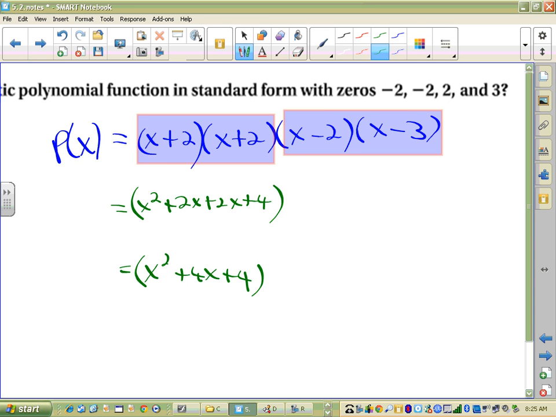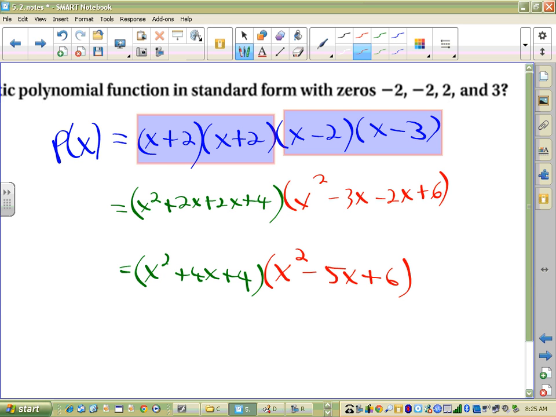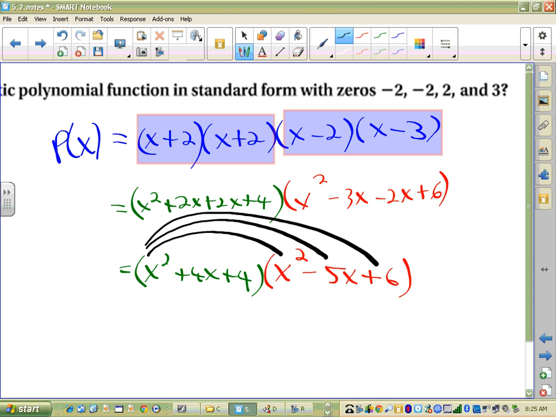Out of the first set. And then out of the next set, I'm going to get x squared minus 3x minus 2x plus 6. And when I simplify that, that's going to be x squared minus 5x plus 6. Okay. Now, here's where the fun starts. Be consistent with whatever technique you use at this point. I'm going to take this first term here and multiply it by each of those 3, okay? Whatever you do, just be consistent with it. So when I do that, I'm going to get x to the 4th minus 5x cubed plus 6x squared.